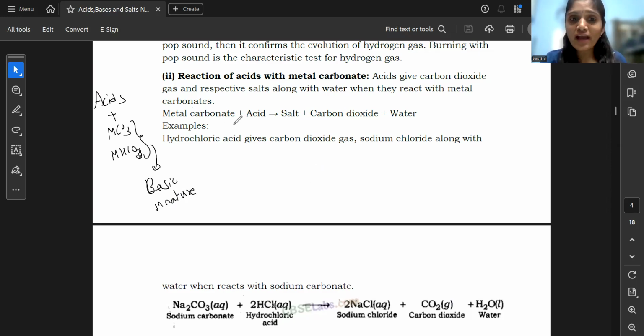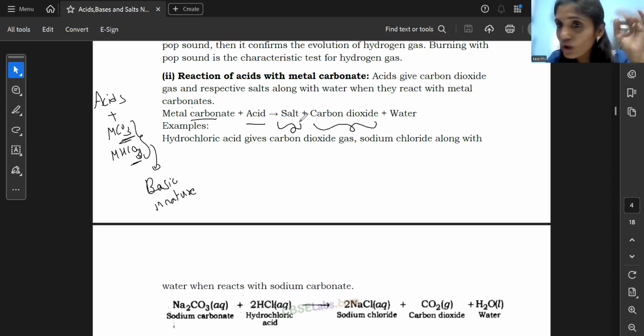Now, if you see the reaction here, very carefully, metal carbonate reacts with acid, and what will it give? Whenever a carbonate or bicarbonate is participating in any chemical reaction, you will definitely see the release of carbon dioxide, because here you have carbonate. That is the reason you get carbon dioxide.